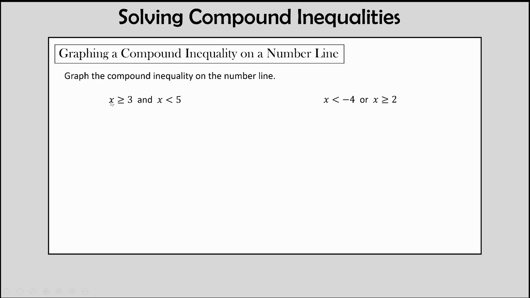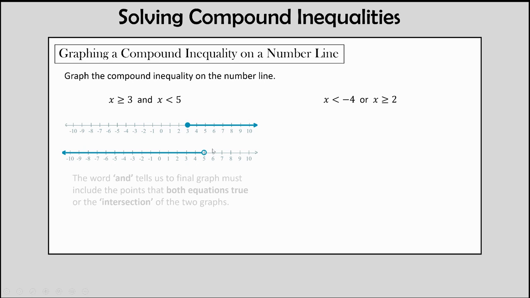So we're going to graph X is greater than or equal to 3 and X is less than 5. What I will do is what sometimes are called thinking graphs, where you graph both of the inequalities separately and then decide what the answer will be by looking at the conjunction. This first graph is X values that are greater than or equal to 3, closed circle on 3, and we shade our number line to the right. The second graph is X is less than 5, open circle on 5, shade to the left.